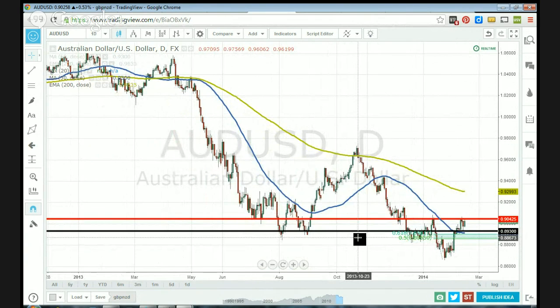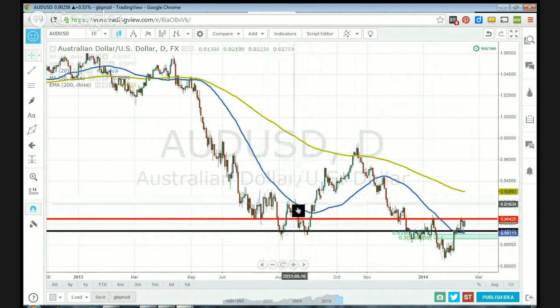But let's see if we can get a pattern of... We're still in a pattern of lower highs, right? Lower high, lower high. Let's see if we can get a pattern of higher lows established. We got a little bit of that here. There's a nice counter trend lower high. Then we saw this. That was a lower high.